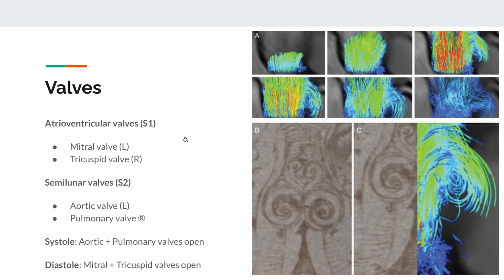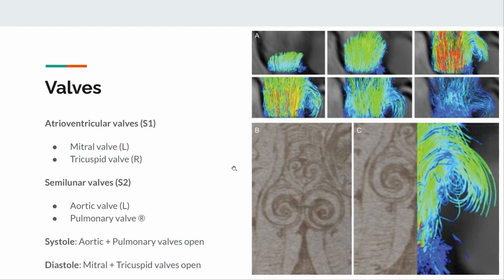Valves. So the valves are the things that separate the chambers and the vessels and ensure blood is flowing in the right direction. And there are AV valves and semilunar valves. And the closure of the AV valves is the S1 and the semilunar valves is the S2. And the mitral valve is on the left and the tricuspid valve is on the right. And then you have your aortic and pulmonary valves. During systole, the aortic and pulmonary valves open, and during diastole, the mitral and tricuspid valves open. And obviously anything other than that represents a murmur.